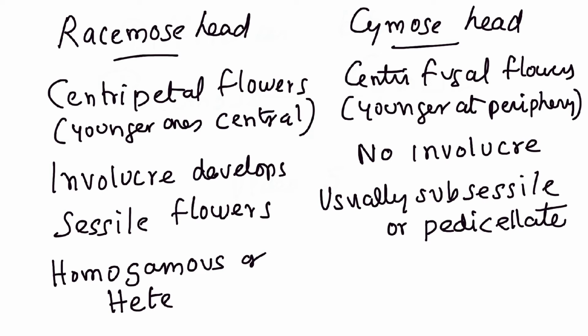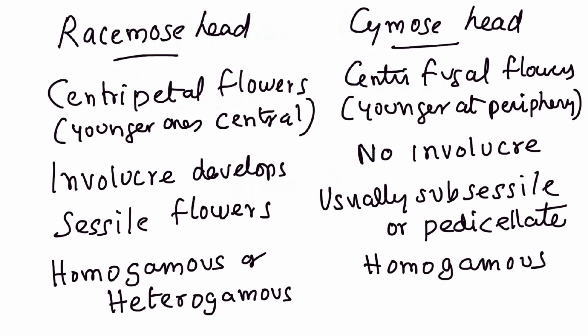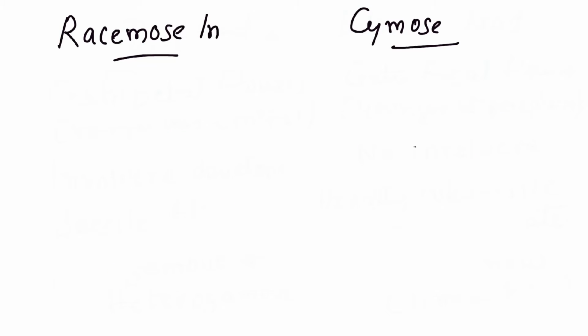And the last major difference between Racemose head and the Cymose head is that in Racemose head, the flowers could be homogamous or heterogamous, that is either the same kind of flowers or different kind of flowers. But in Cymose, it's homogamous, which means that only one kind of flowers. One kind in the sense that either male or female. Heterogamous means both male and female.